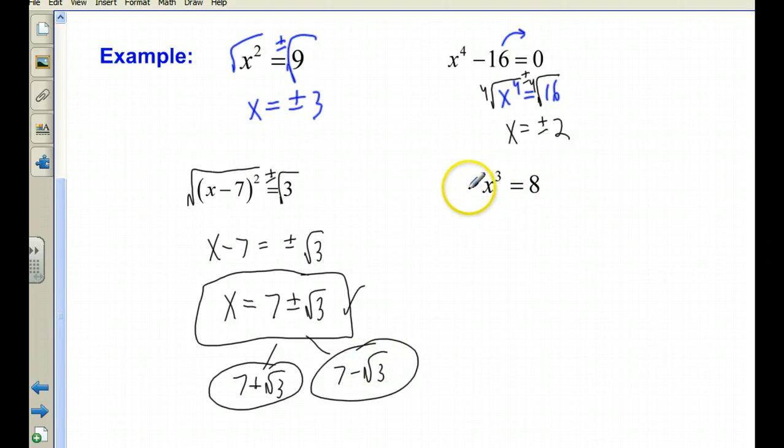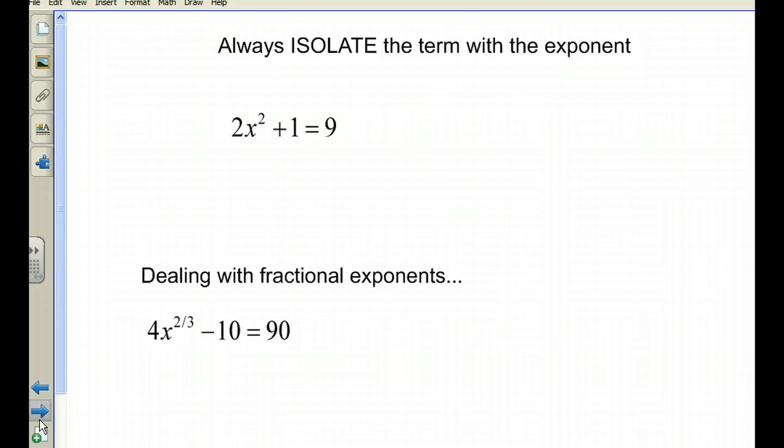Here we have, take the cube root of both sides. So we're going to take the cube root of this side, cube root of this side, and I get x equals 2. Was I supposed to do plus or minus there? No. Why would you not do plus or minus there? Well, because this is odd. When that's odd, you do not do plus or minus. It's only when it's even that you're going to have a plus or minus there.